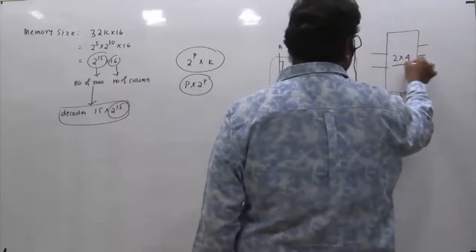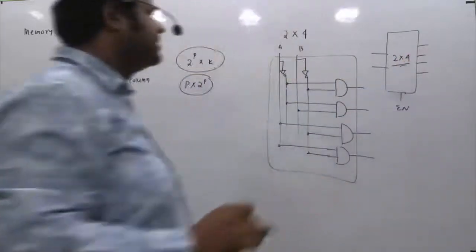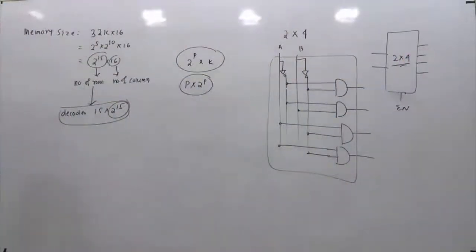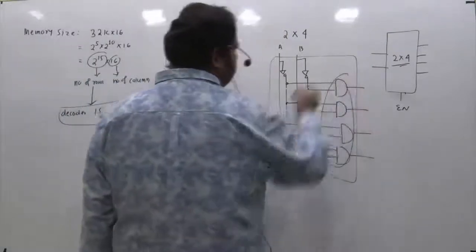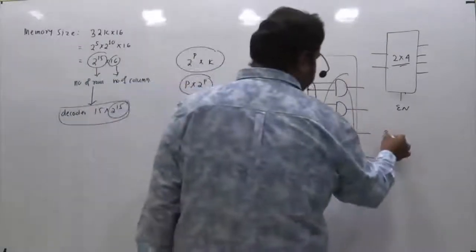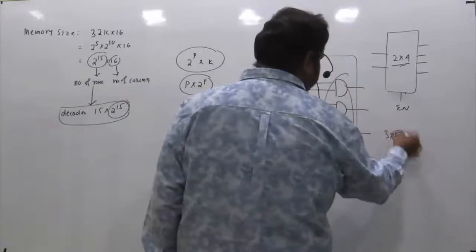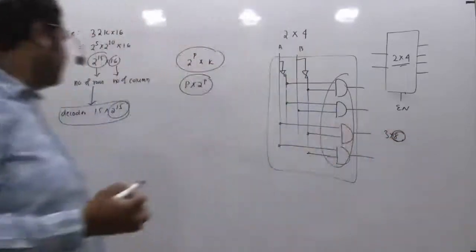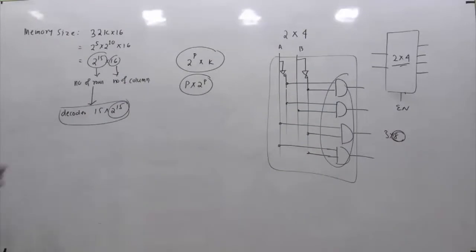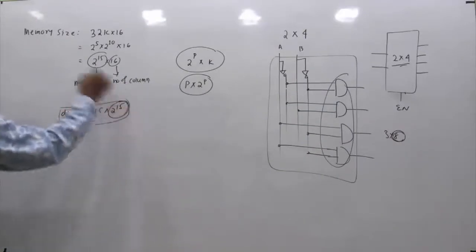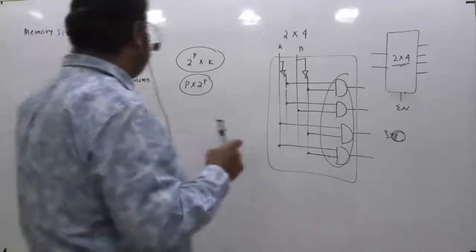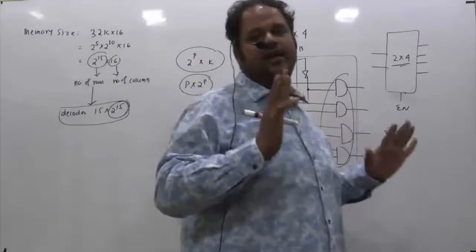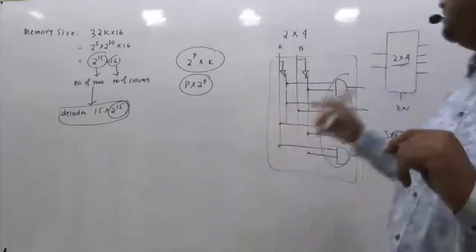The point I wanted to show in this case is, if I ask you to draw the internal structure of a 2 cross 4 decoder, it involves 4 AND gates. If I say 3 cross 8 decoder, it will involve 8 AND gates. Similarly, if I ask you to draw the internal structure of a 15 cross 2 raised to power 15 decoder, naturally the number of AND gates involved will be 2 raised to power 15. So this is a kind of skilled question. You should be able to correlate the concepts.